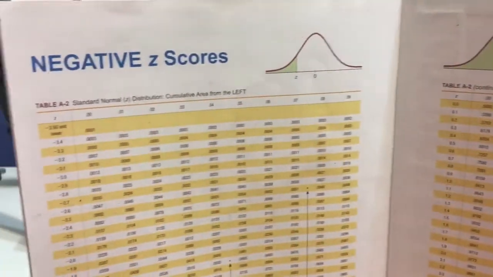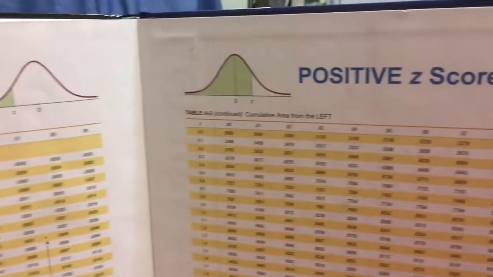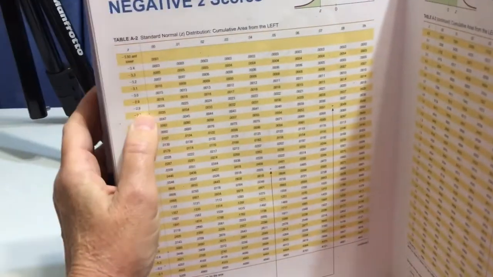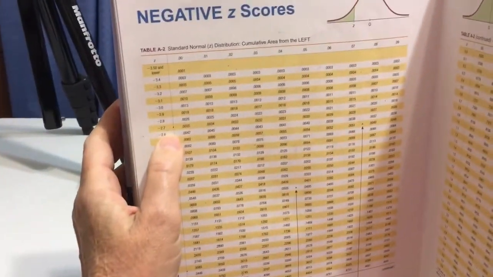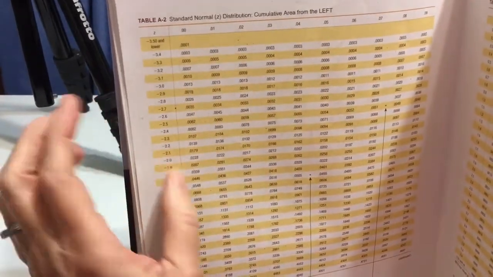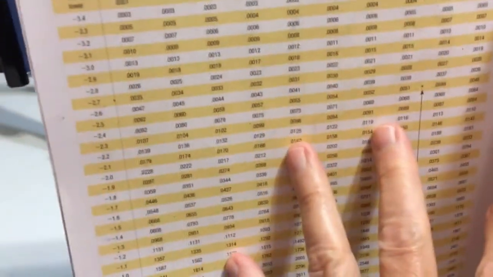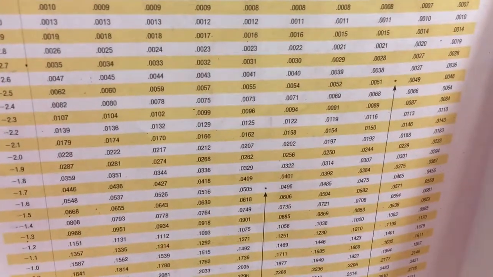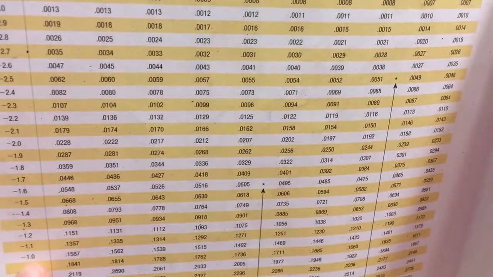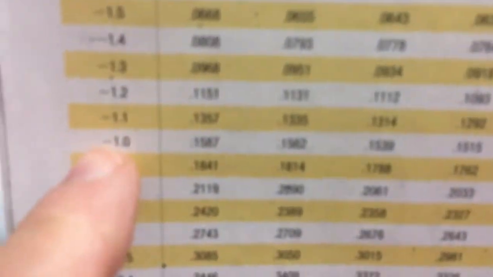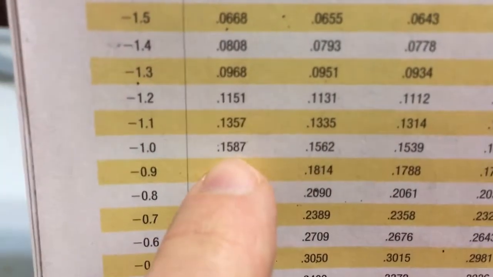This is A2. So we have the negative values and the positive values here. When we're looking at this, if we're going to look for a z-score, remember, this is standard normal. Let's look at -1 standard deviations right there. Okay, so -1 is right there, and we're going to say -1.00.